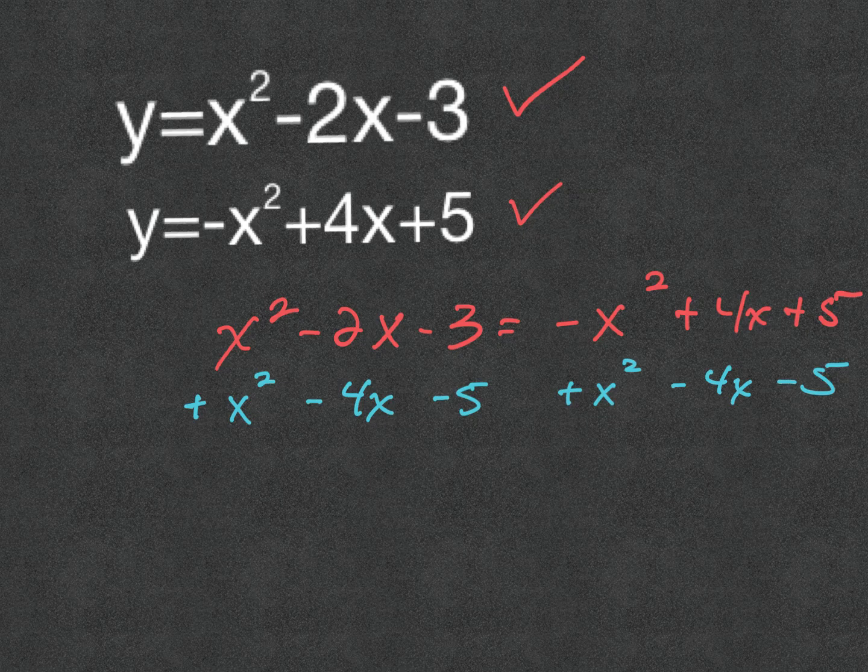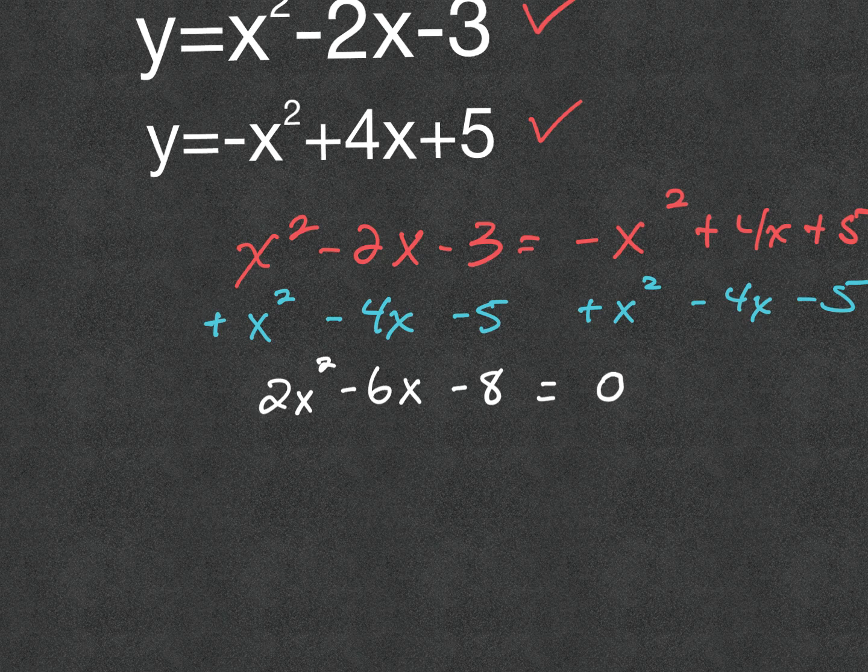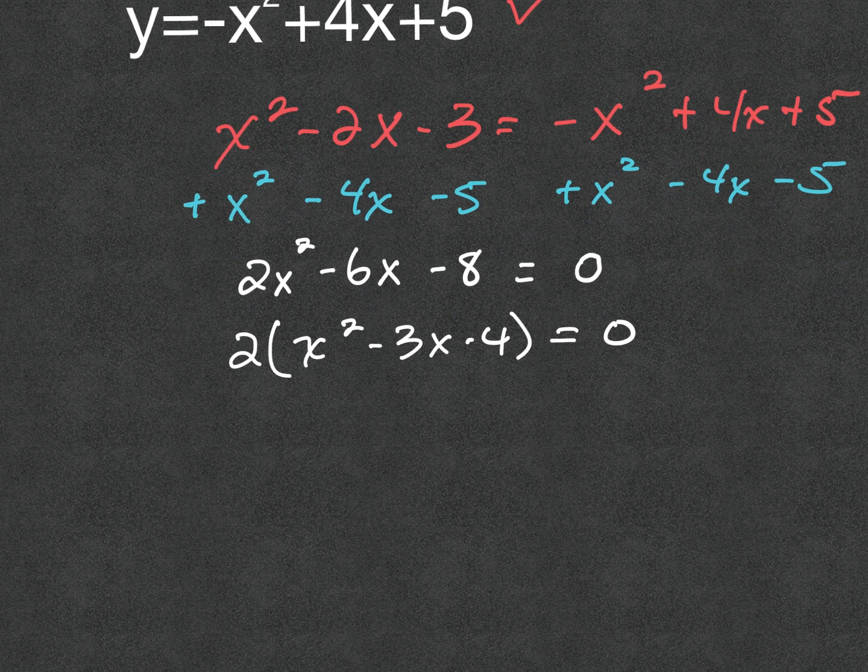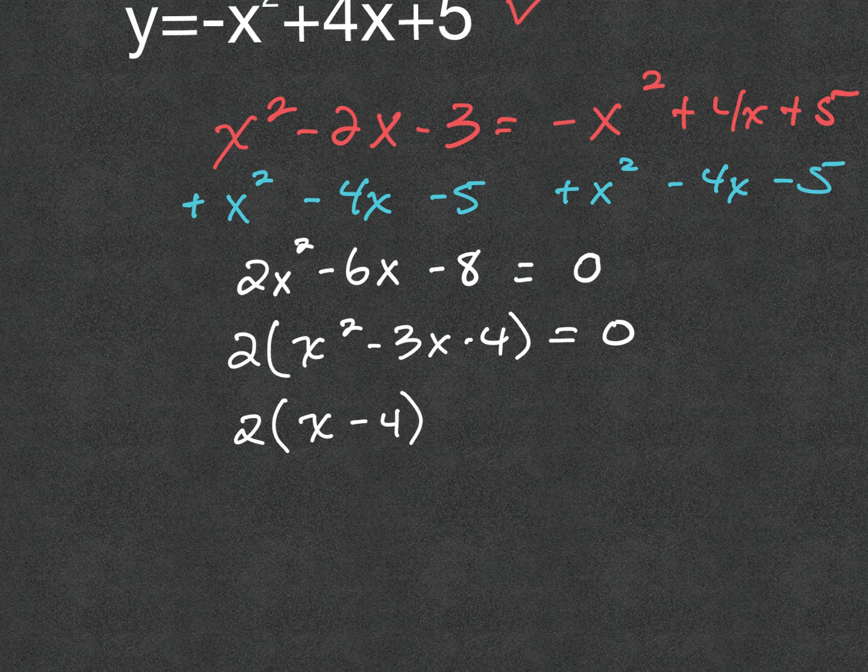Great. And then we're going to solve. We're going to add x squared minus 4x minus 5 on both sides of the equation. And that's going to give me 2x squared minus 6x minus 8 is equal to 0. Can I factor anything out? Yes, a 2. 2 times x squared minus 3x minus 4 is equal to 0. Can I factor? Yes. Take a look at my tutorial on factoring. That's going to be 2 times x minus 4 times x plus 1 equal to 0.